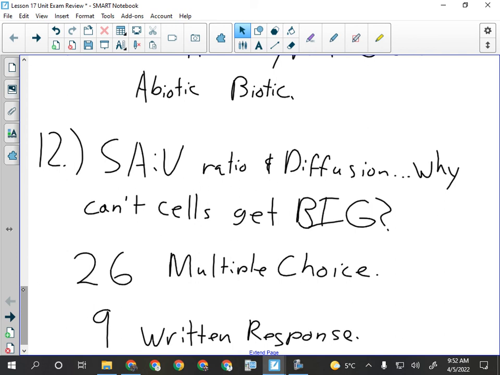Surface area to volume, diffusion, why can't cells get big? Number 9, why can't cells get big? Okay, but there's a situation around basically why can't cells get big? Okay, so that is what is on your test.